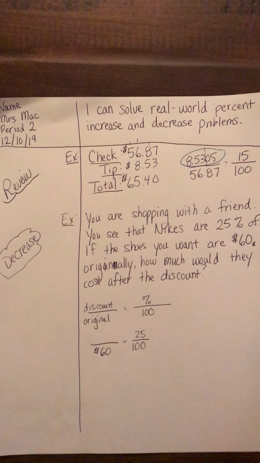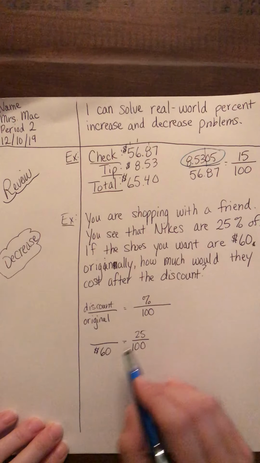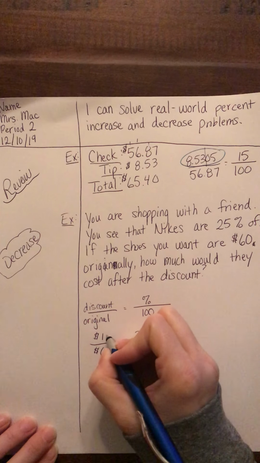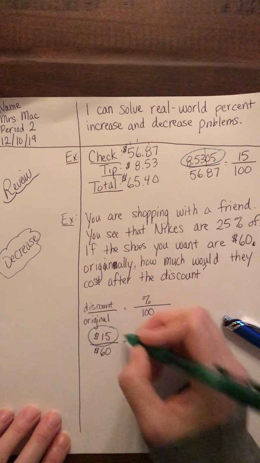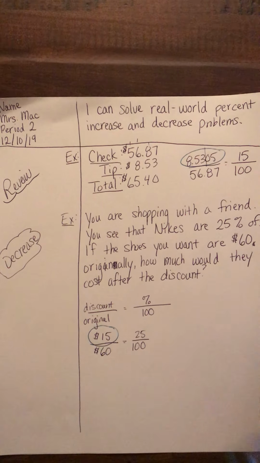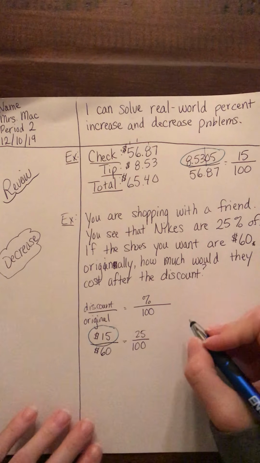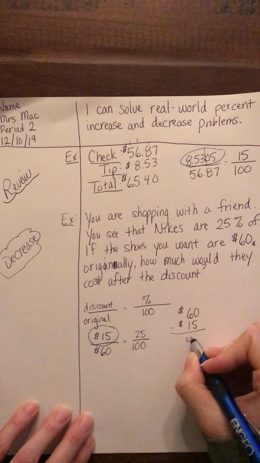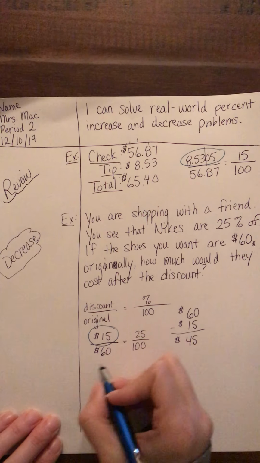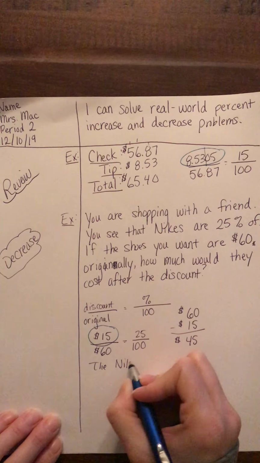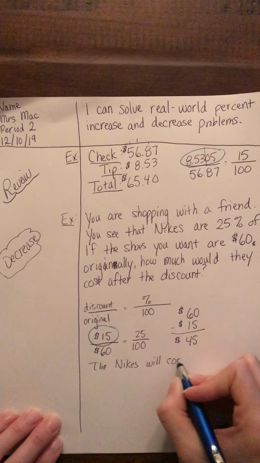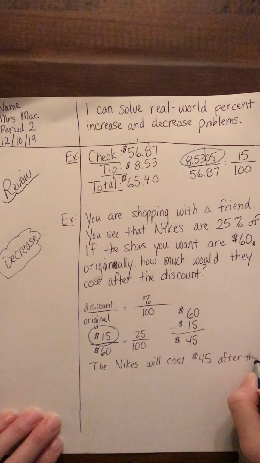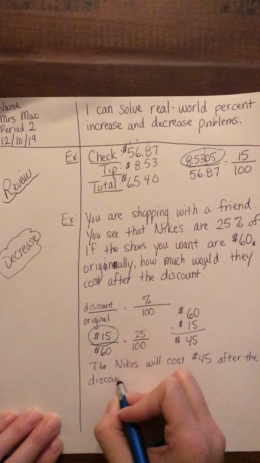If you use your calculator, you would find that 25% of 60 is $15. Now you're not paying $15 for your Nikes. It says 25% off. So we actually need to subtract this to find out how much the Nikes will cost after the discount. Okay, and I get $45. So we can say the Nikes will cost $45 after the discount.